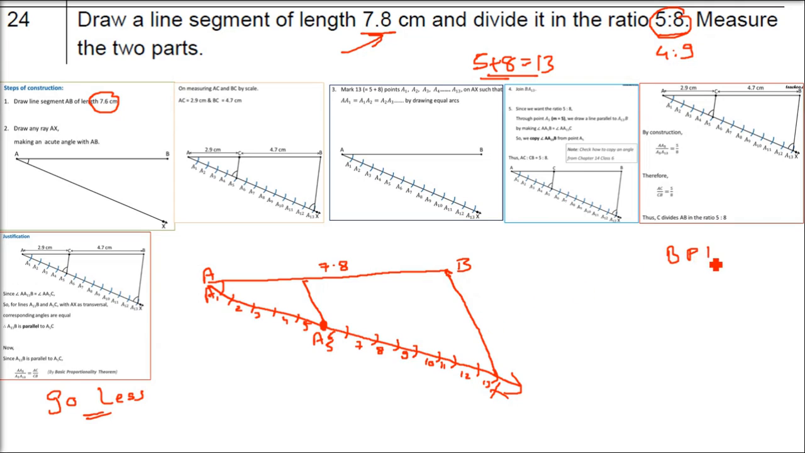this BX. So in this BPT theorem, when there is a line parallel to one side of a triangle, it divides the other two sides in the equal ratio. That is, if this part is 5 is to 8, this part will also be 5 is to 8. Just compute the length or find out the length and write it. That will be a better answer to be provided by you.